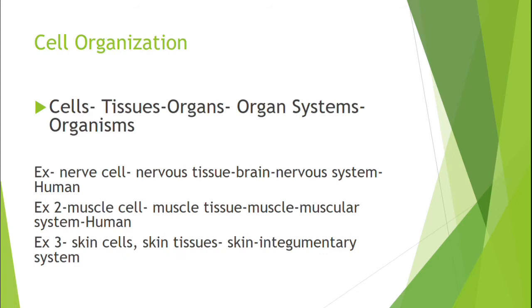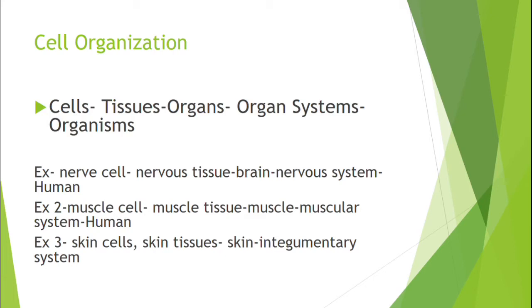As we have learned in the last lesson, the smallest unit of life is the cell. Groups of cells combine together to form tissues, tissues combine together to form organs, organs combine together to perform the same function, and they are called the organ system, and the organ systems come together to form the organism.